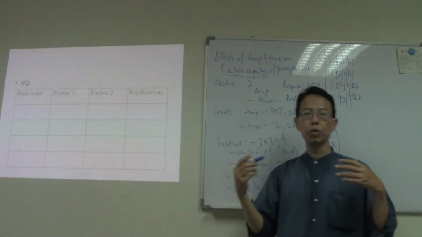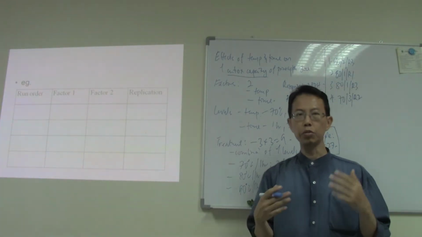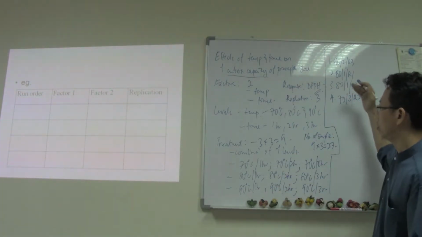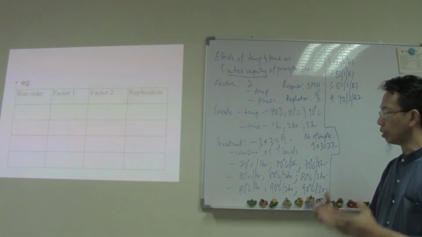So now you have your run order established. Then when you go into the lab, you need to follow this run order. So now you have your replication and you have your randomization.